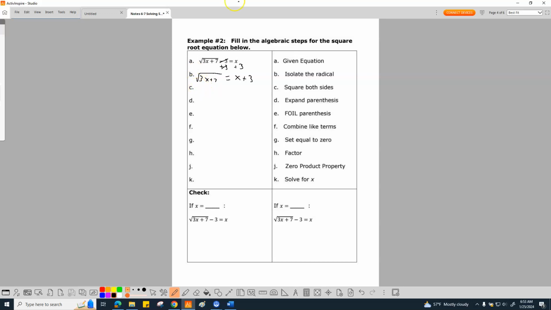When I square both sides, I'm going to go ahead and write that in red. Let's see if I can get that looking pretty. I'm trying, y'all. I'm trying to make this look legible.